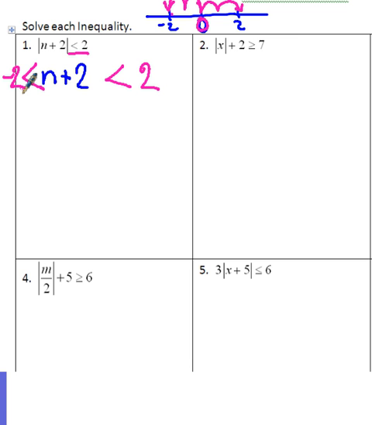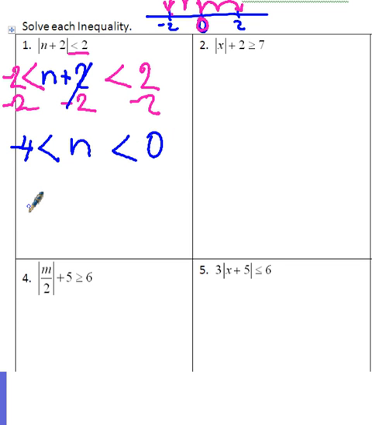How? We want to have n only in the middle. We do inverse operation by subtracting 2 from each side. Just remember, we have 3 terms this time, so we have to subtract 2 from all 3. -2 minus 2 is -4. It's less than. Here it cancels and we only get n. That's our goal, actually. And then we have 2 minus 2, 0. So if we were going to graph the answer for n, we would have -4, 0.